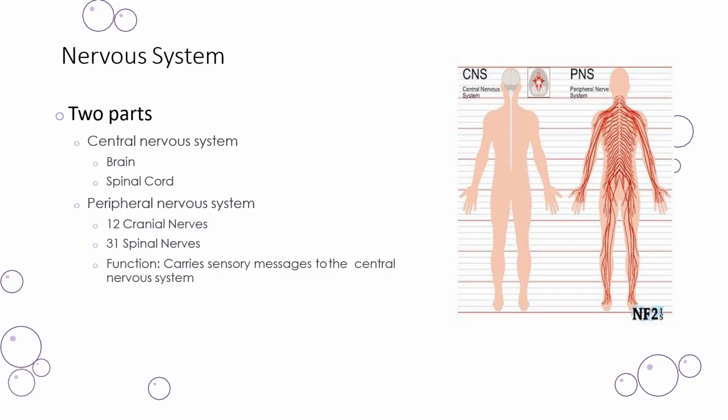Our nervous system contains two main parts. The first part is the central nervous system. This consists of your brain and your spinal cord. Then we have the peripheral nervous system. This contains 12 cranial nerves and 31 spinal nerves. The purpose of the peripheral nervous system is that it carries sensory messages to the central nervous system. So think of the peripheral as the highway that carries the messages back and forth to the brain and spinal cord.